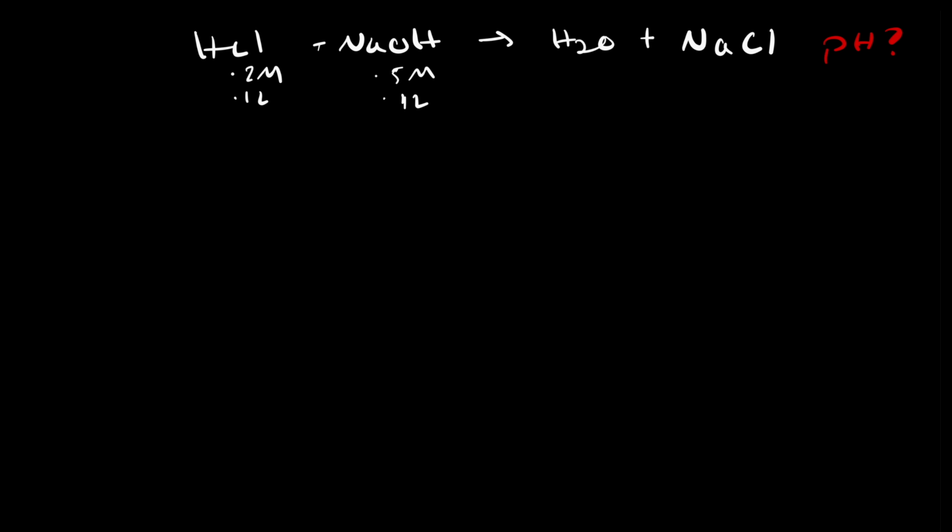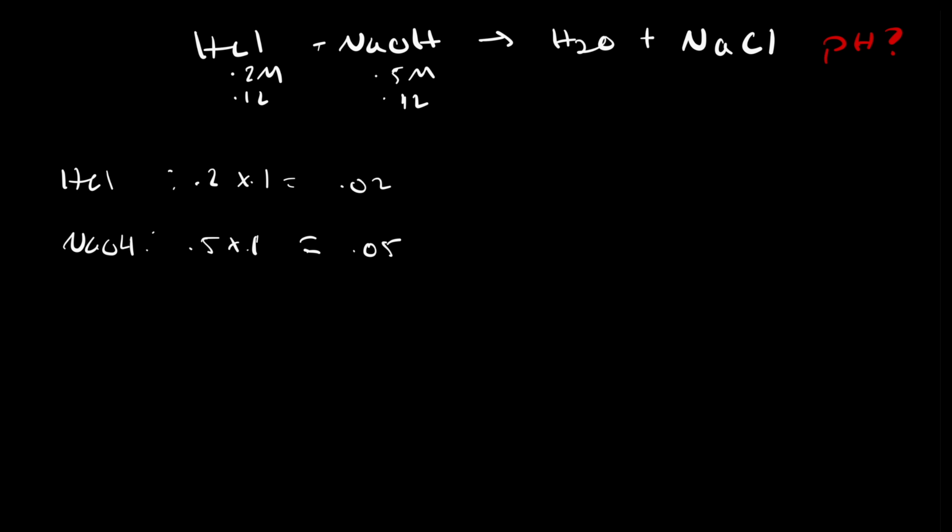Okay, so again, it's the same first step. Get the moles and see what our limiting reagent is. Right, so for HCl, we would say 0.2 times 0.1. And for NaOH, we would say 0.5 times 0.1. Then for moles of HCl, we would say 0.02. For NaOH, we would say 0.05. So again, same thing here. We want to convert either HCl or NaOH to the other one.